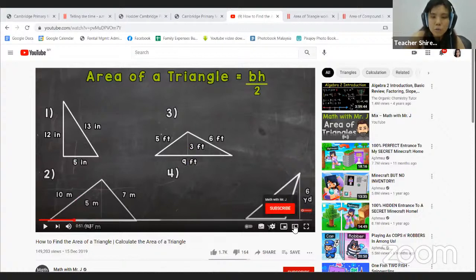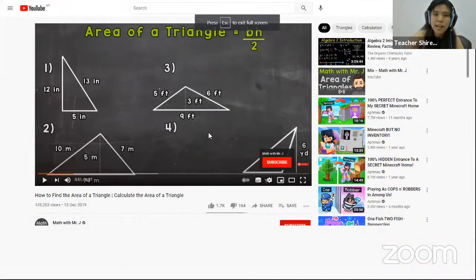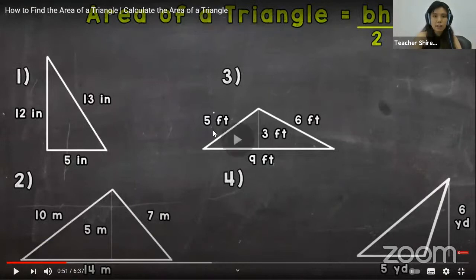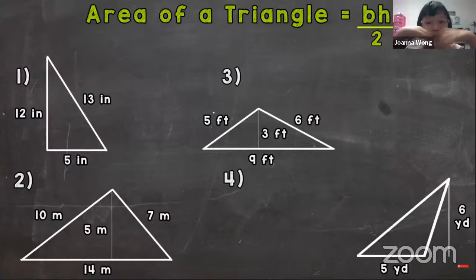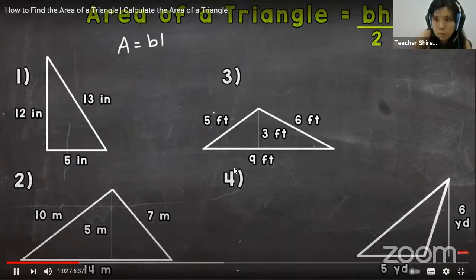Which are the two numbers you multiply together to get the triangle area? Teacher, I can't hear. Oh.